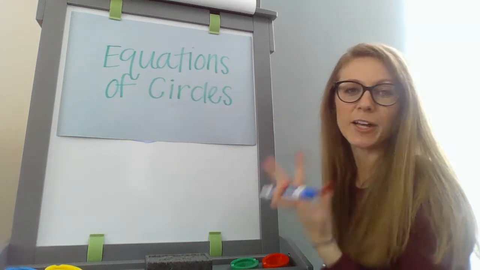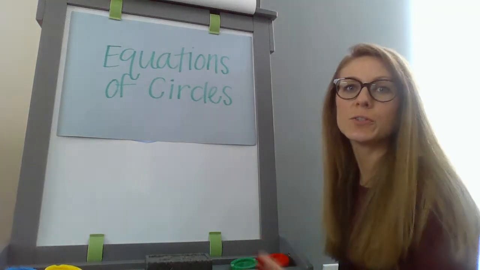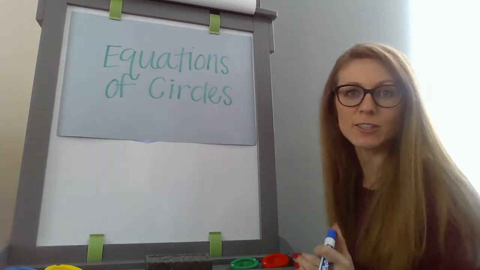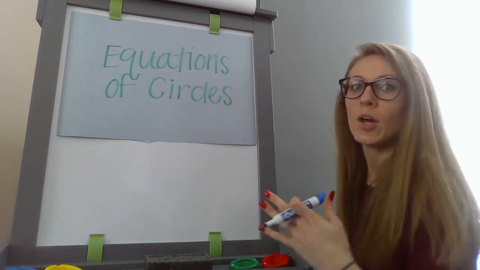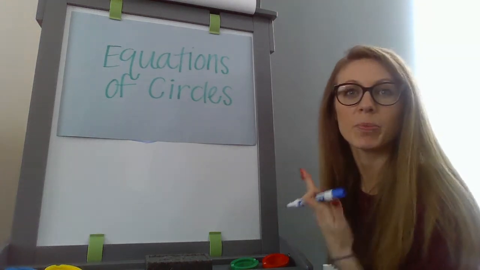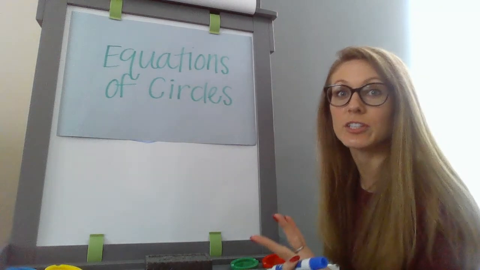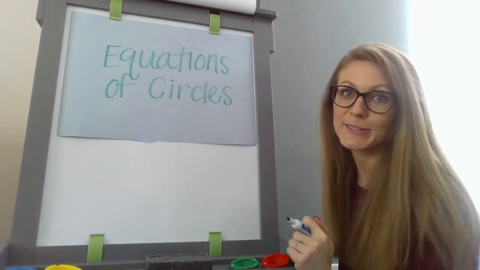Today we're going to be talking about the equations of circles because we've been doing a lot of theorems about circles, but we haven't actually looked at what if the circle were on the coordinate plane? What would its equation be? Just like an equation of a line, a circle also has an equation, right?